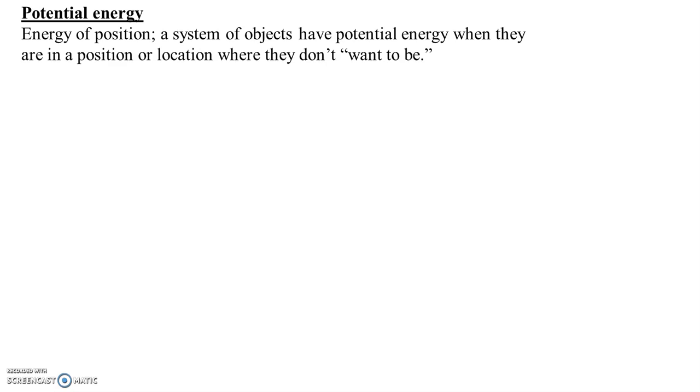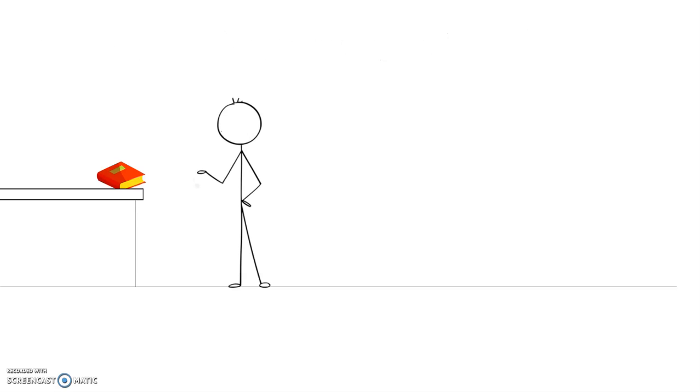So here's a demonstration I would do in class. Let's say there's me, and here's a textbook sitting on my teacher desk or the lab station. And there it is, and it's just sitting there, and if I let go of it, it's just going to sit there. Clearly, the book wants to be there. We would say that there's no potential energy in the system.